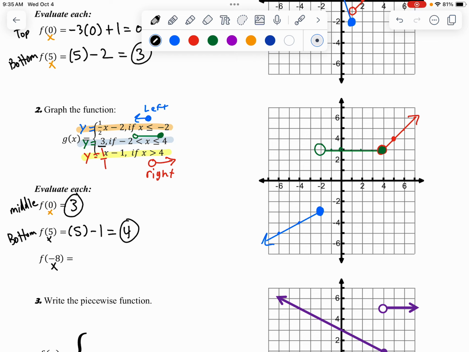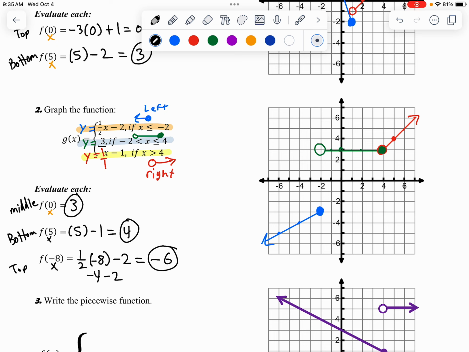Last one, x value is -8. That's going to go into the top equation. If x is less than or equal to -2, which -8 is, I'm going to plug into that top equation. And if I plug into that top equation, 1/2 x minus 2, 1/2 times -8 minus 2. I just need to simplify this. Half of -8 is -4. -4 minus 2 is going to give us -6 here.